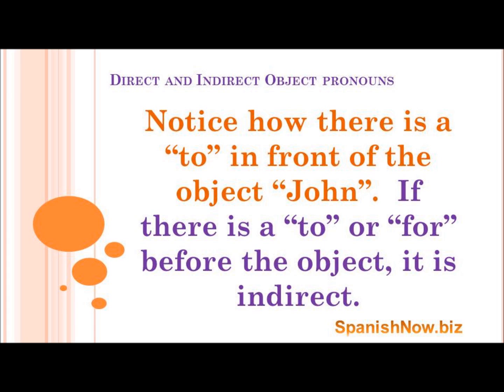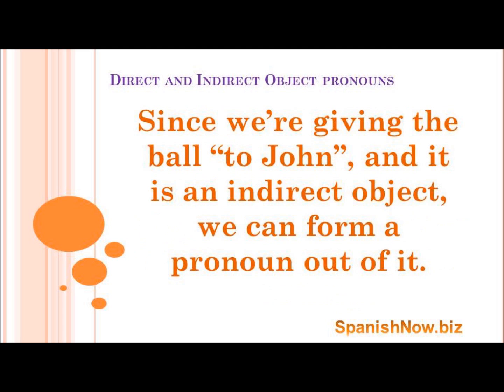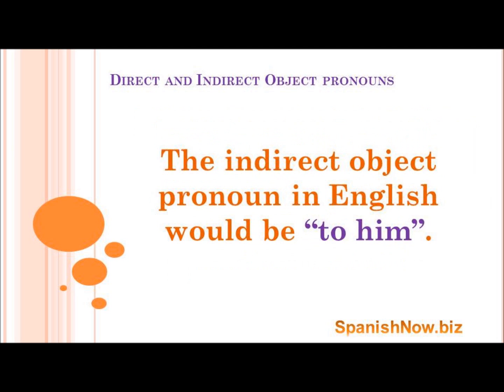So let's look at the indirect object John. Now notice there is a 2 in front of the object John. There's a 2 or a 4 before the object if it is indirect, usually. In fact, most of the time. Since we're giving the ball to John and it's an indirect object, we can then form a pronoun out of it. The indirect object pronoun is to him.